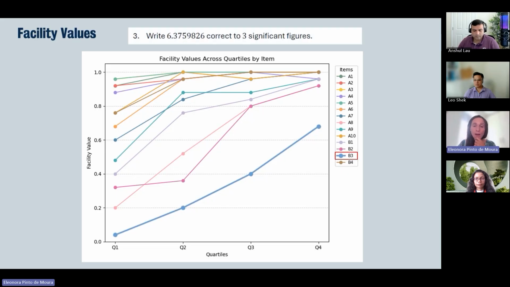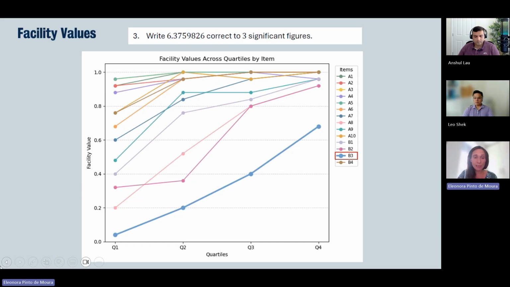So for example, my item B3 here in blue, we can see that it displays this really clear increase in facility. It's almost a straight line. So for example, only 5% of our students in the low quartile got that question right, compared to almost 70% of the students in our top group. So this suggests that our item B3 did a very good job at distinguishing between these different abilities.